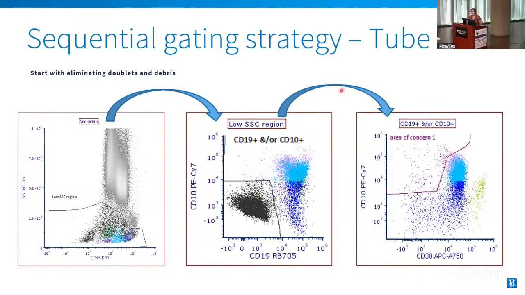And then we have to have a place to start. So we put those cells into a CD38 versus CD10 plot with the thought that a lot of these abnormal immature B cells are going to have a decreased CD38 expression and maybe even an increased CD10 expression. And I know they don't all fit into that box, but we need a place to start, so that's where we start.